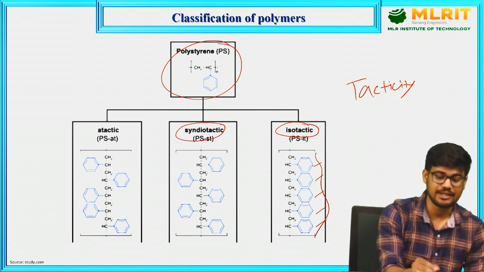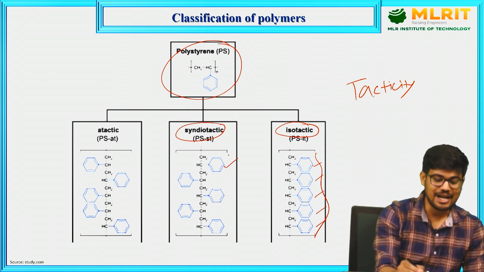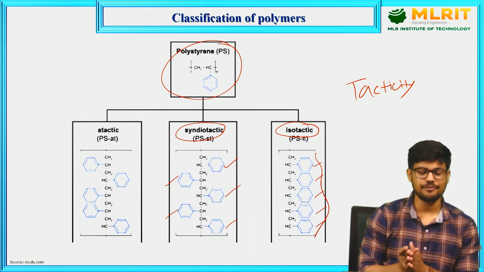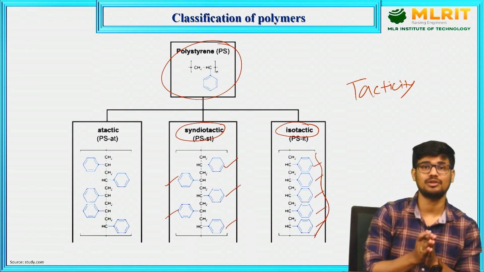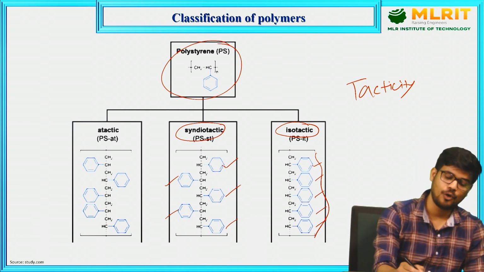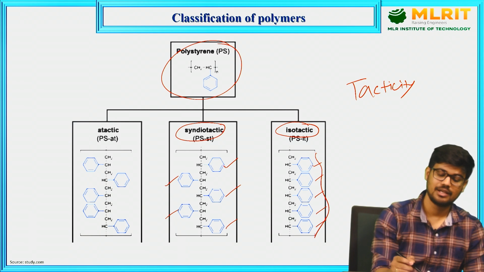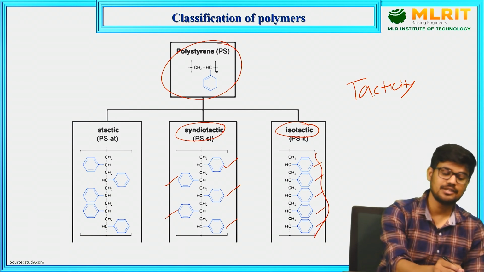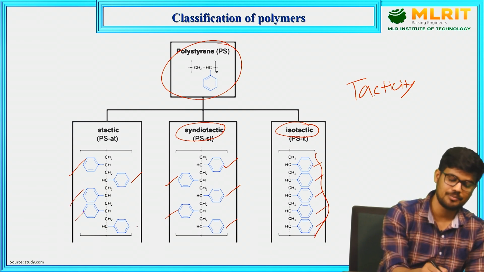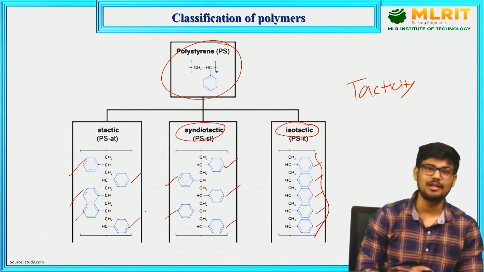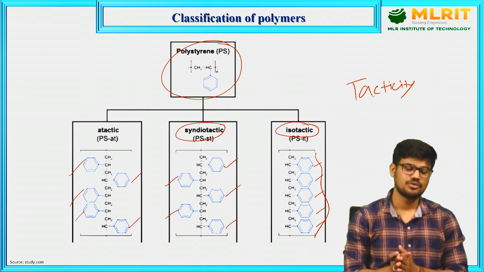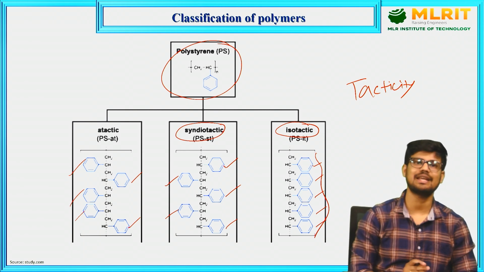Next, syndiotactic. If there is an alternate arrangement of the phenyl rings, in that case we call that polymer or that particular isomer syndiotactic. But if the rings are positioned randomly, with no rule, neither same side nor alternate side, then we call it an atactic polymer. So this is the classification based on tacticity. Here we have three different types: isotactic, syndiotactic and atactic.